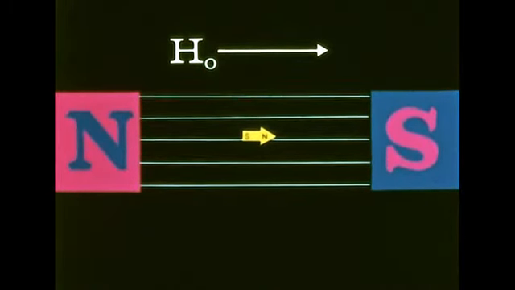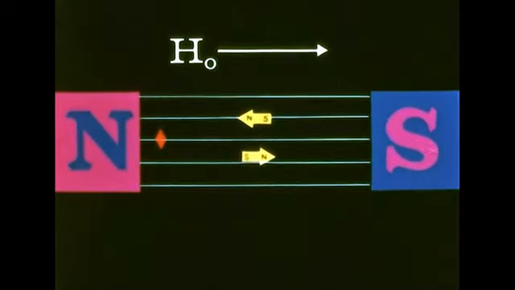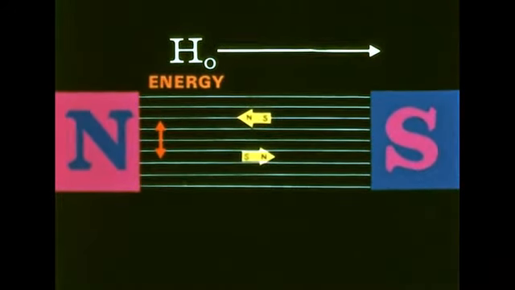For many nuclei, the quantum theory allows only two alignments, with the field or against the field. These two alignments have different energies. As with the compass, with the field is lower and against the field is higher, since it takes work to turn a magnet against the field. The energy difference between these two alignments is proportional to the intensity of the applied magnetic field. If the intensity of the field is doubled, so is the energy difference.